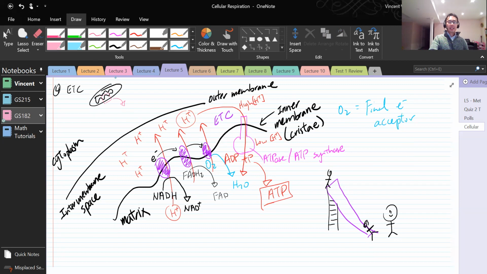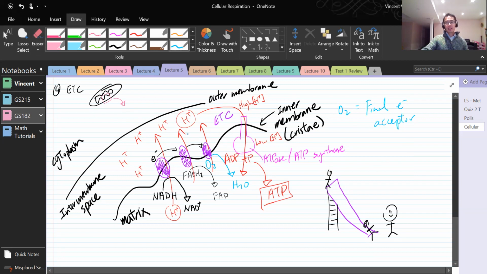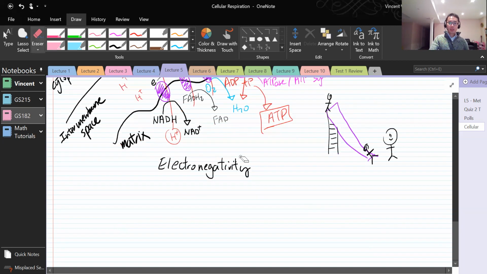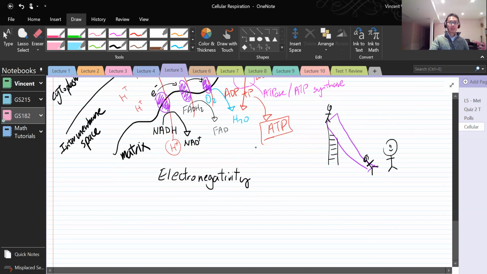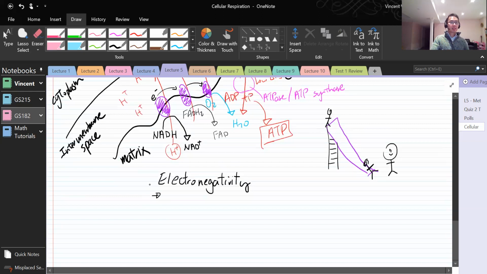Now, the electron gets passed on to the next protein and the next, and then eventually to the oxygen because of something called electronegativity. My other class told me you did not learn about this concept in chemistry. Is that correct? Maybe, maybe not. I don't know. Electronegativity means attraction for electrons. The higher the electronegativity, the stronger the attraction.